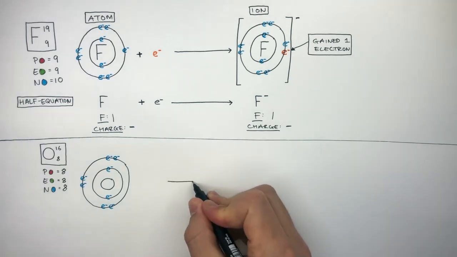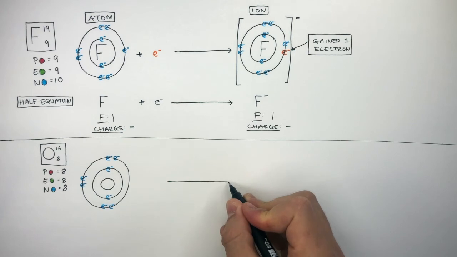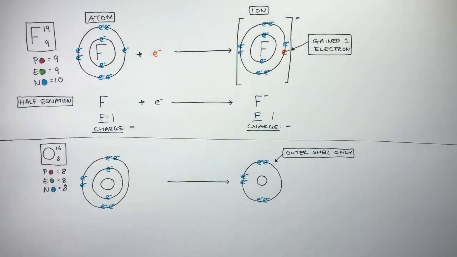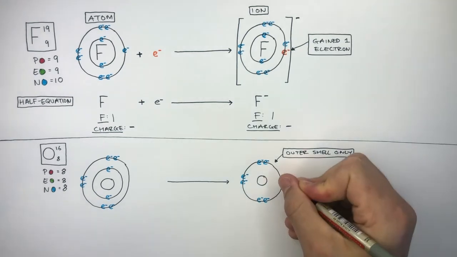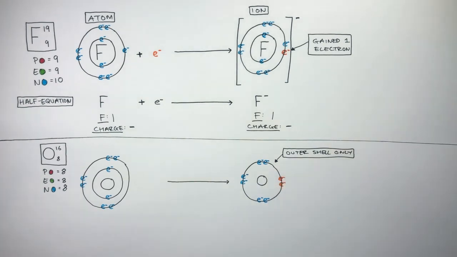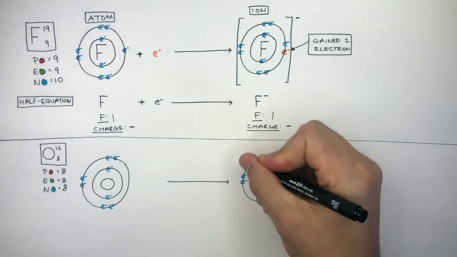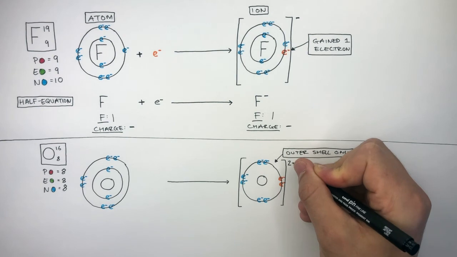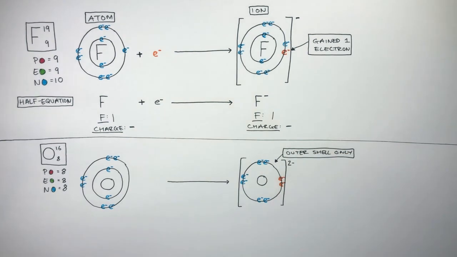To show how this oxygen atom has gained 2 electrons, I'm drawing the outer shell only. The blue electrons represent the original electrons in the oxygen atom, and the 2 orange electrons represent the 2 electrons gained for the oxygen atom to have a full outer shell. As this oxygen atom has become an oxide anion, we draw square brackets around the oxide anion and 2- to show the charge is 2-.